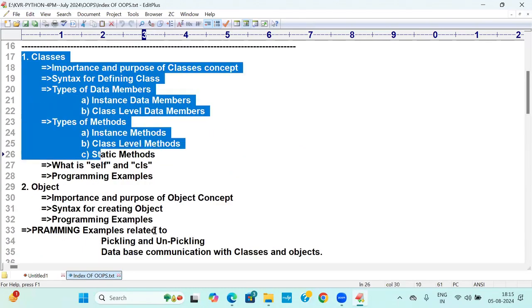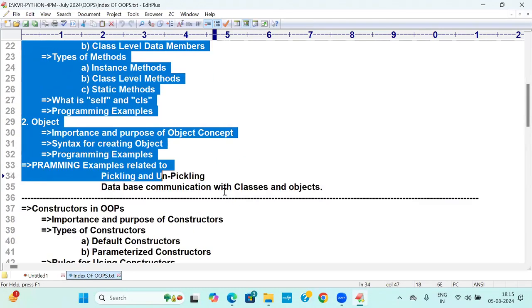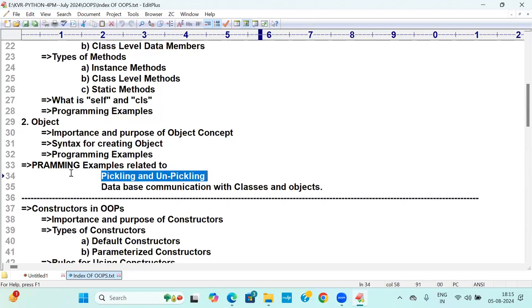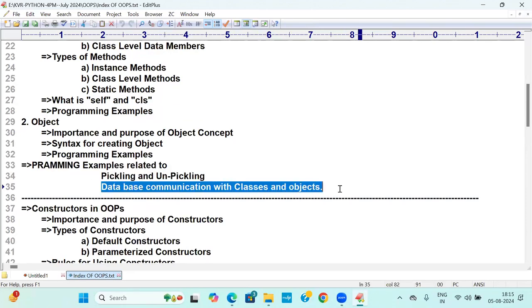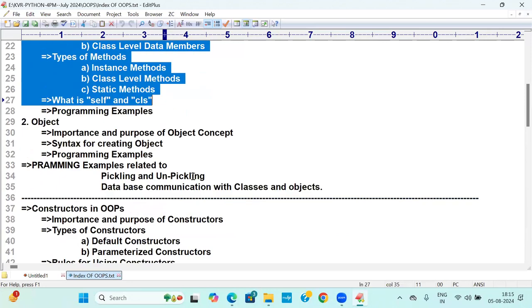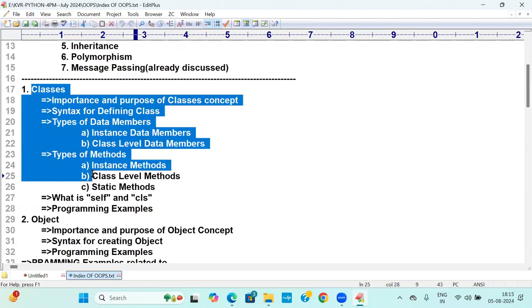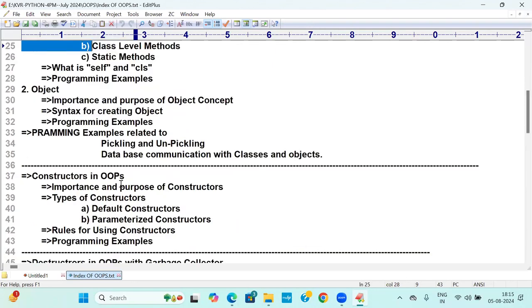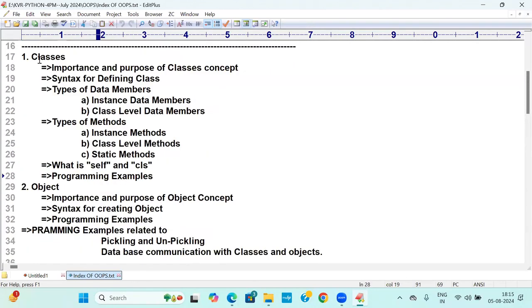To explain these classes and objects, which includes pickling and unpickling with OOPS and database communication with classes and objects, this will take almost 2 to 3 days. So this part is a pillar for learning object-oriented principles. Next, I will enter into the other part of the class.